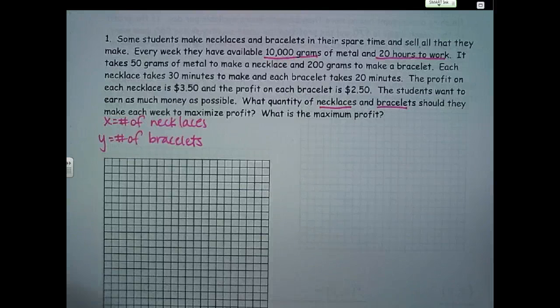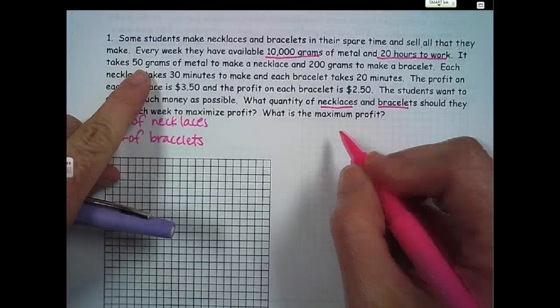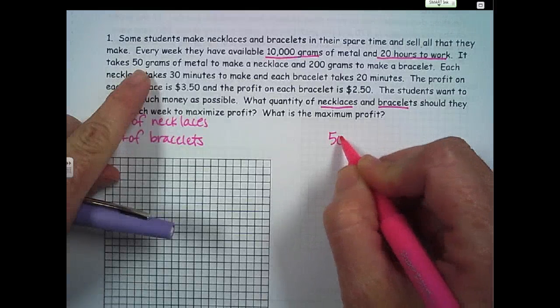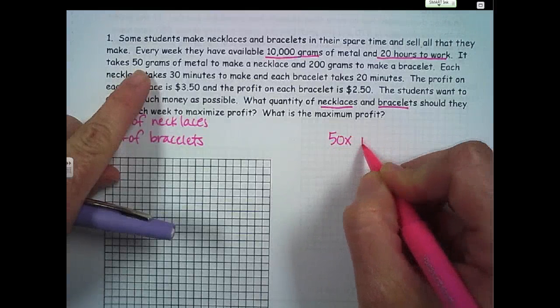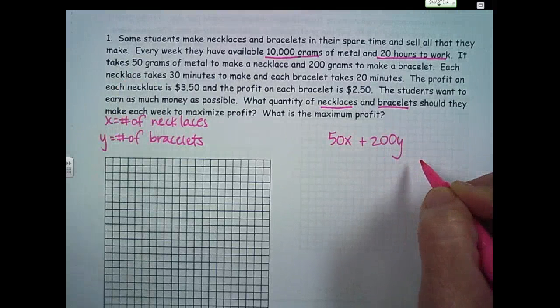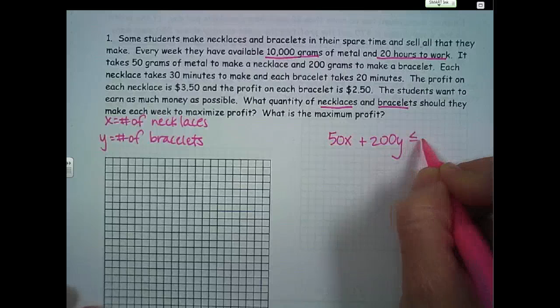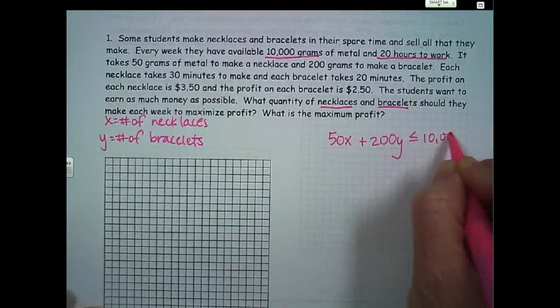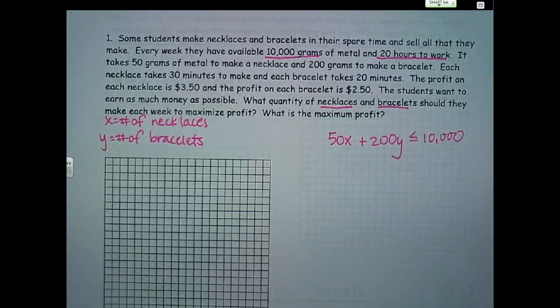Okay, so 50 grams of metal to make a necklace, and 200 to make a bracelet. And it has to be less than or equal to 10,000. All right, they can't use any more than 10,000. Remember, we're looking for a feasible region, so we need an inequality.